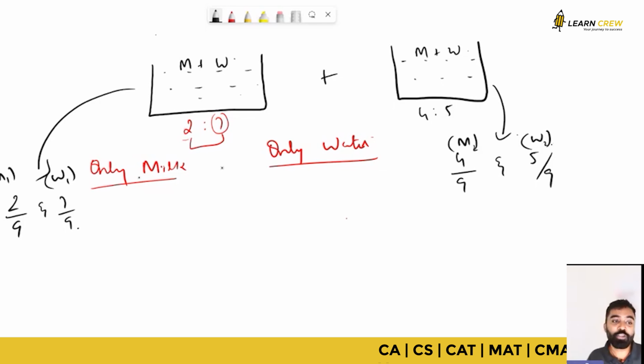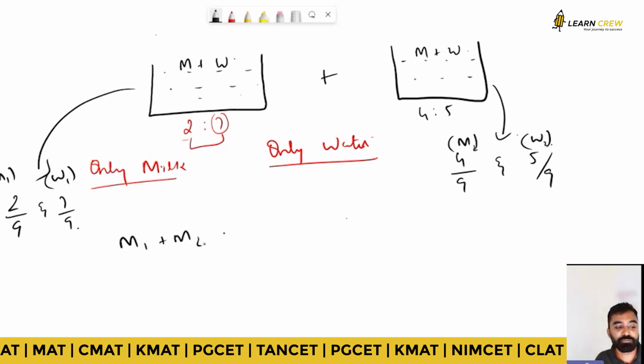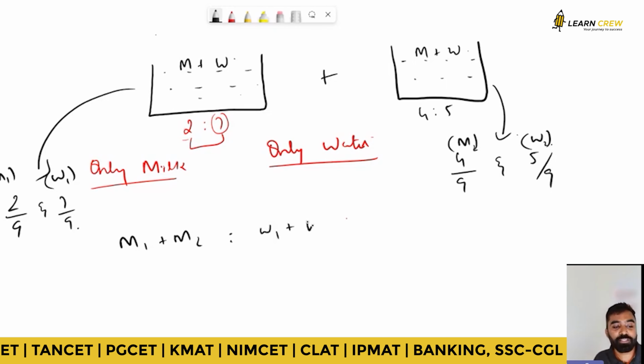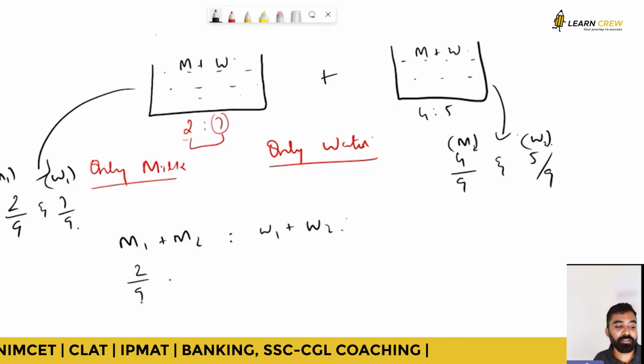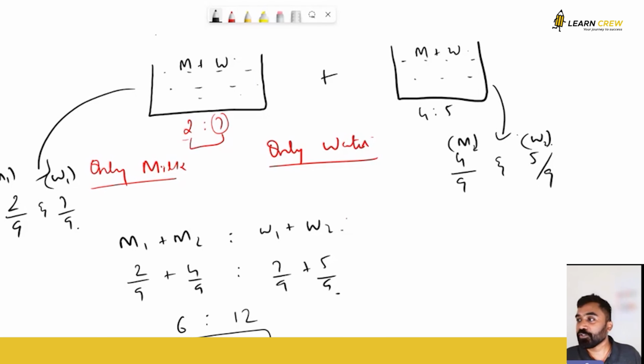Now, when you want to combine both, it is going to be milk 1 plus milk 2 in the ratio to water 1 plus water 2. Simple. Now, 2/9 plus 4/9 is to 7/9 plus 5/9. That's all. This is going to be 6:12, or 1:2. This is going to be the ratio for this. This is how you combine the mixtures and find out the ratios. Clear or not clear?